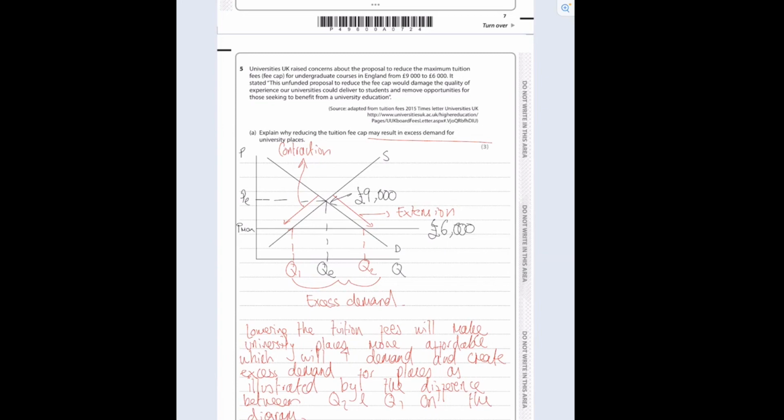Yeah, and my application really is here. This is old fees, and this is the new fees under the proposed reduction. So I'm definitely applying. I've got my diagram. I show how it creates excess demand. Done.